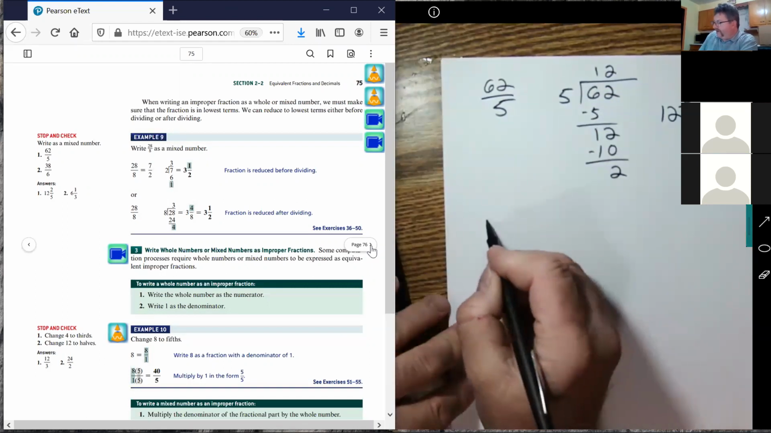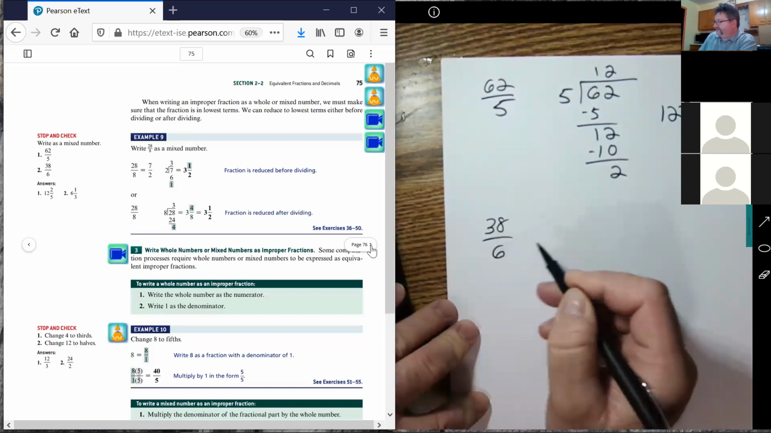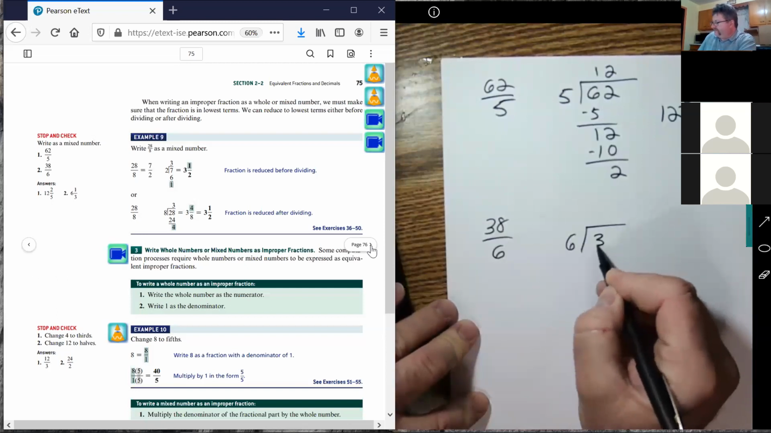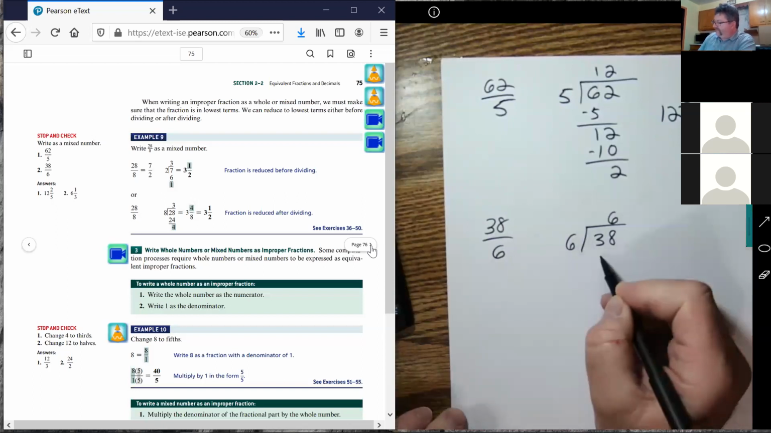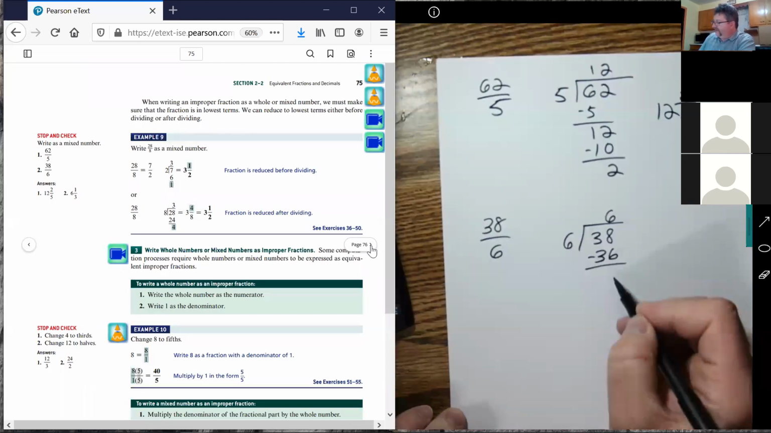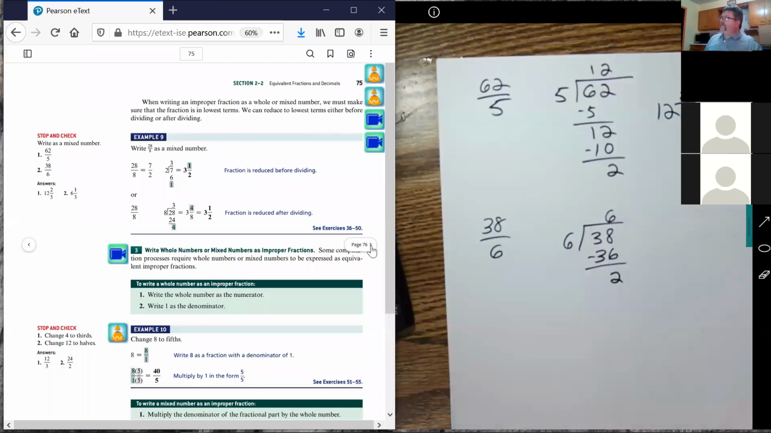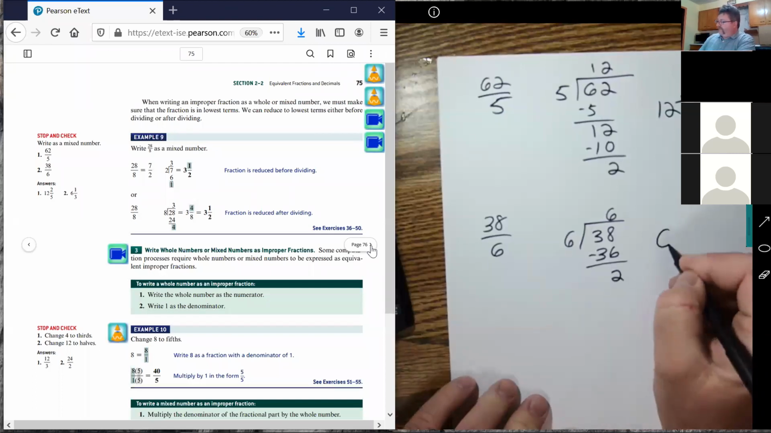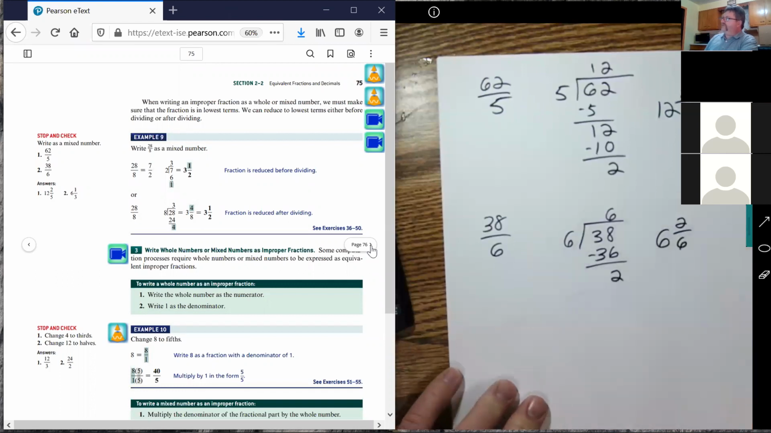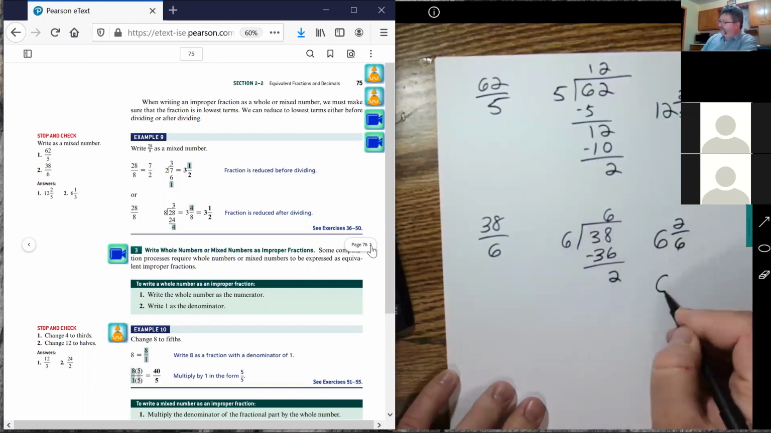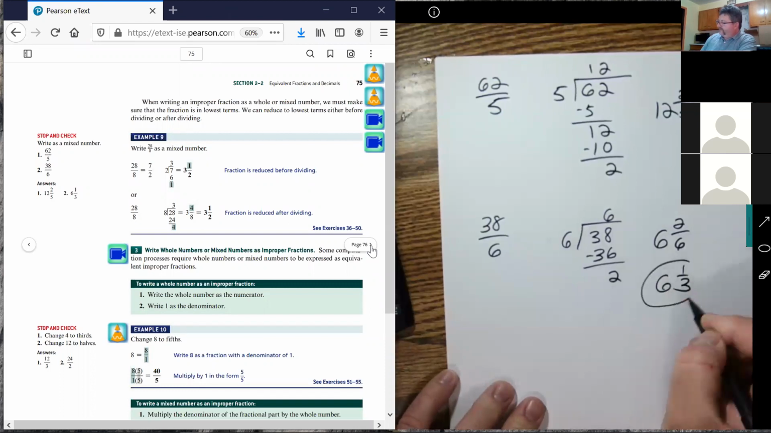Okay, how about 38 over 6? Well, 6 goes into 38 6 times, because 6 times 6 is 36. Subtract and I get a remainder of 2. So we would write down 2 and 2/6, but then we always got to reduce. 2/6 I can reduce to 1/3. So there we go.